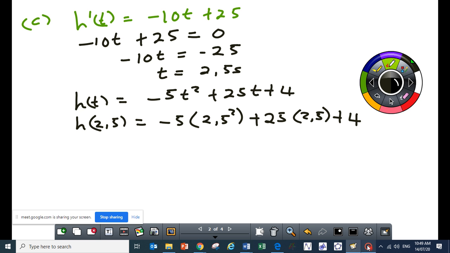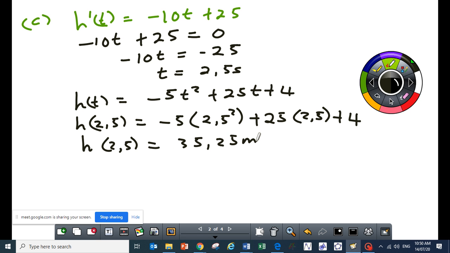Okay, so it means our height at the turning point, or at the maximum turning point, is going to be equal to 35.25 meters. That's the maximum height of the ball above the ground.